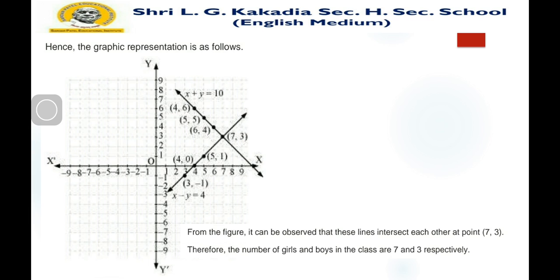Therefore, from the figure it can be observed that these lines intersect each other at point 7, 3. Therefore, the number of girls and boys in the class are 7 and 3 respectively. Means there are 7 girls and 3 boys in the class.